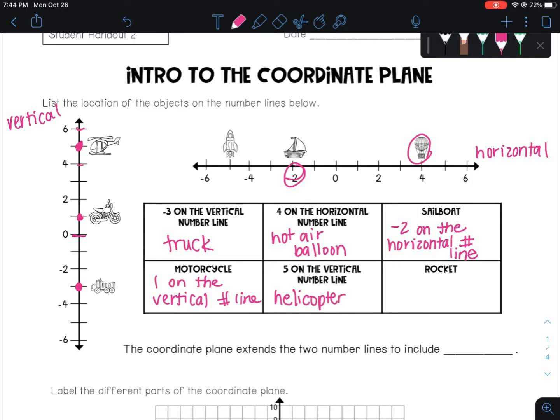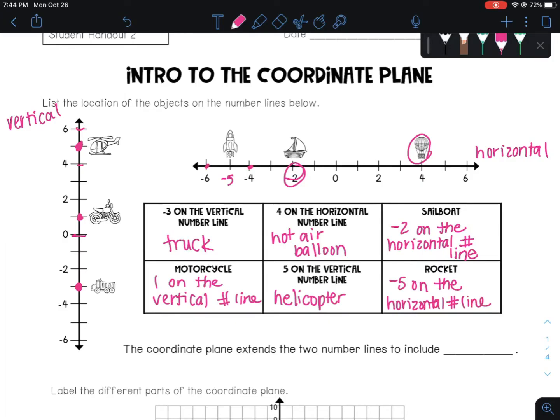Okay, and lastly, the rocket. The rocket is on the horizontal number line, and it's between the -4 and the -6, which means we're at -5 on the horizontal number line.